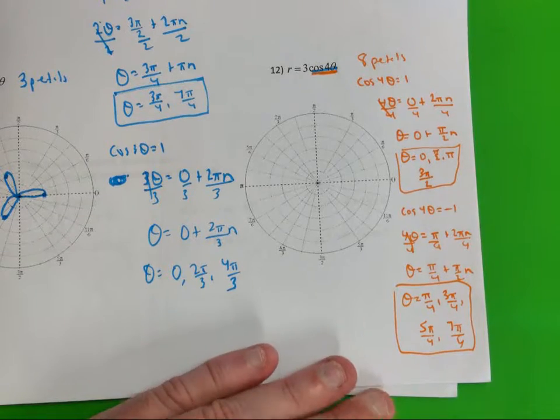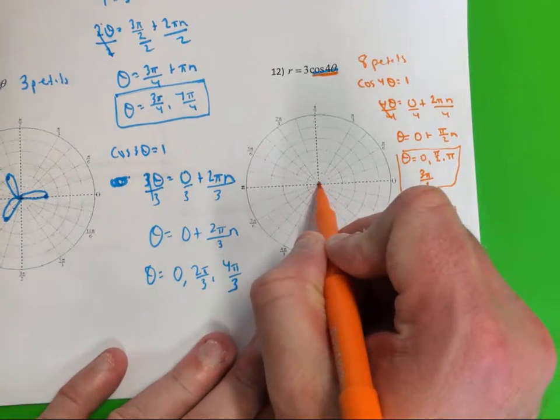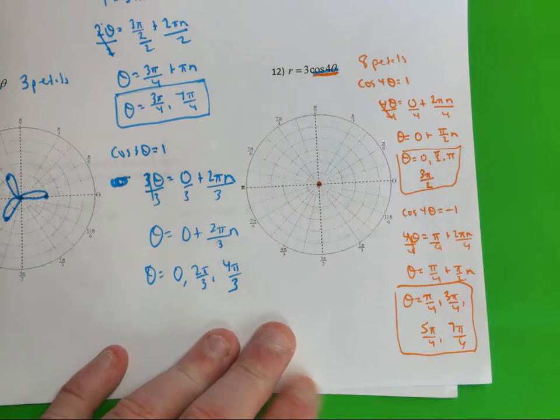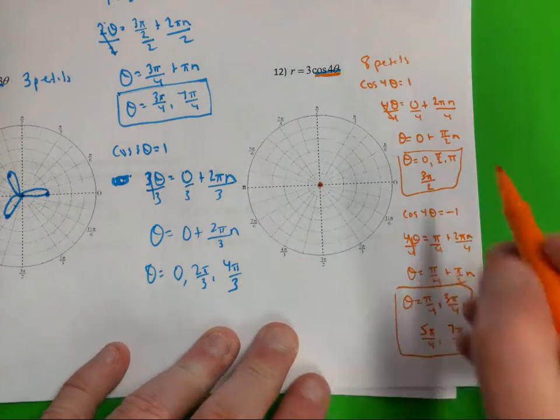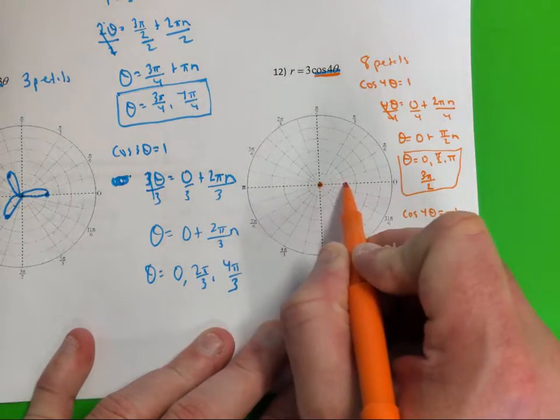Now remember, in a rose, will you always have one at the origin, at the pole? Yes. So you go here. Do we not go to 2 pi? No. Just go to 0. Okay, now let's go through here. So I want to graph 0 out to the 3rd ring.